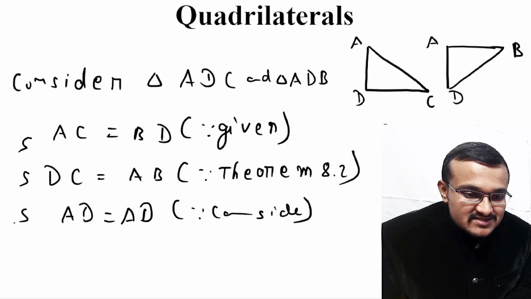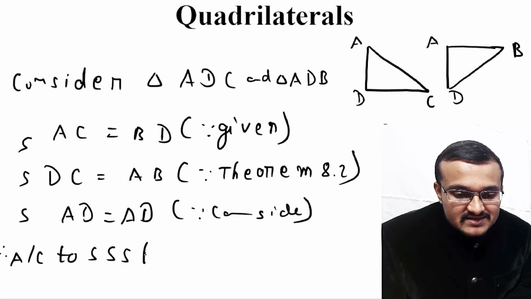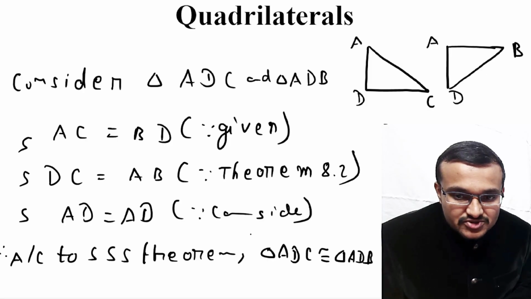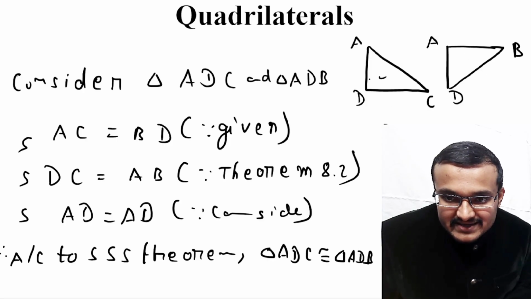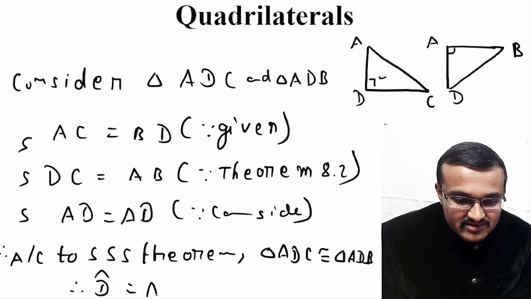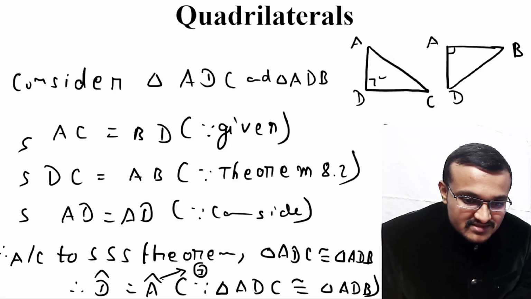So now according to the SSS theorem, triangle ADC is congruent with triangle ADB. So that means this particular angle D and this particular angle A will be equal. So therefore angle D will be equal to angle A. This is because triangle ADC is congruent with triangle ADB. So now we'll call this equation 3.